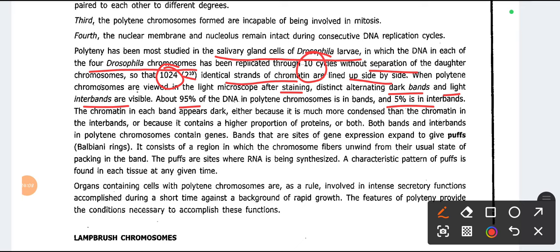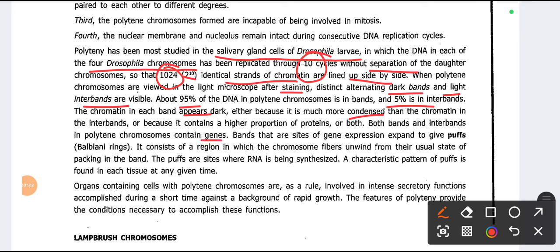The chromatin in each band appears dark, either because more condensation is there than in interbands, or because it may have a higher proportion of proteins. So dark is maybe due to condensation, or due to a higher number of proteins, or both. But both bands and interbands contain genes.